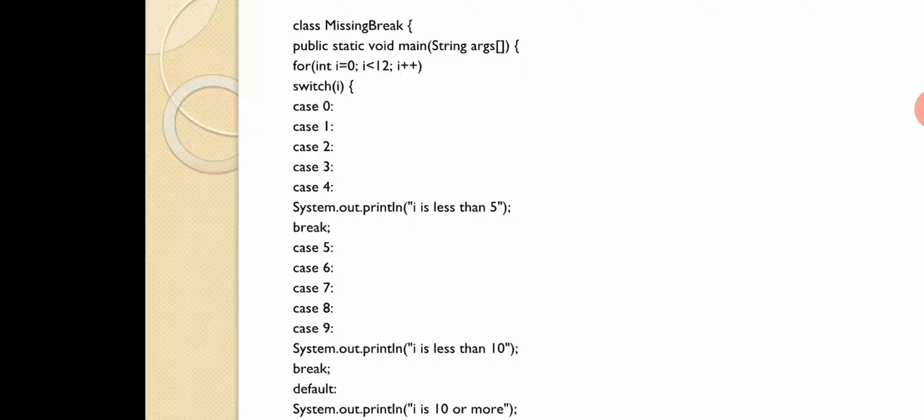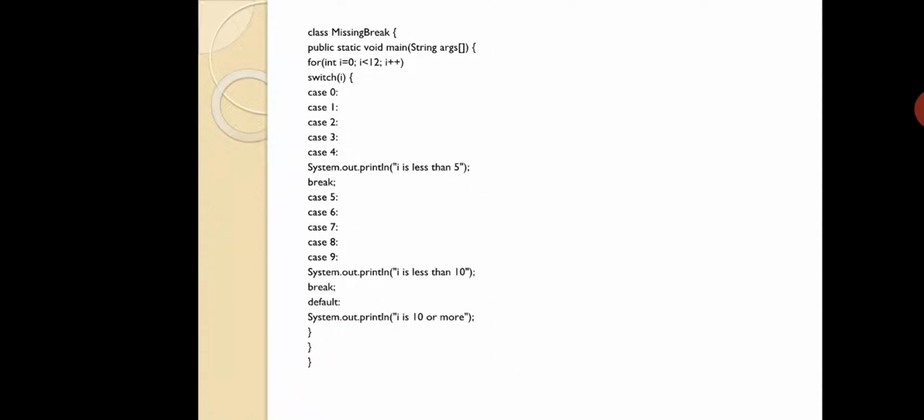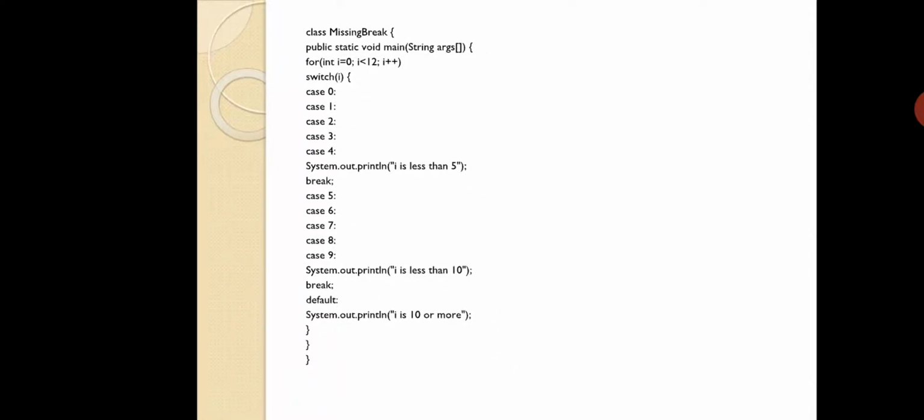Now when I will be 5, it will come to case 5. Case 5, you don't have break. Case 6, you don't have anything. Case 7, you don't have anything. Case 8, you don't have anything. For case 9, you have "I is less than 10". So ultimately, in the same fashion, how many times will it run? Think and tell me how many times that particular "I is lesser than 10" will be printed on the monitor.